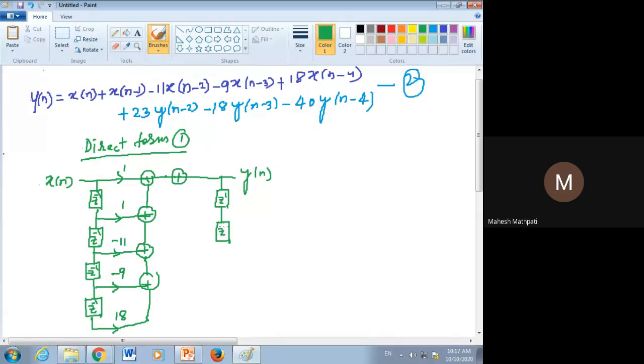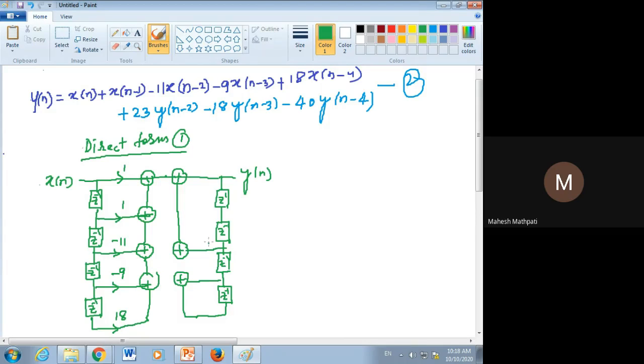Has anyone got the answer? Has everybody got the final diagram? Yes, sir. Okay, let me complete it and we will verify with our answer. Just cross check the things. So y of n minus 2 we need directly. We will take the adder at this point. Then we want this part as an adder. Here we take it like this. Okay.